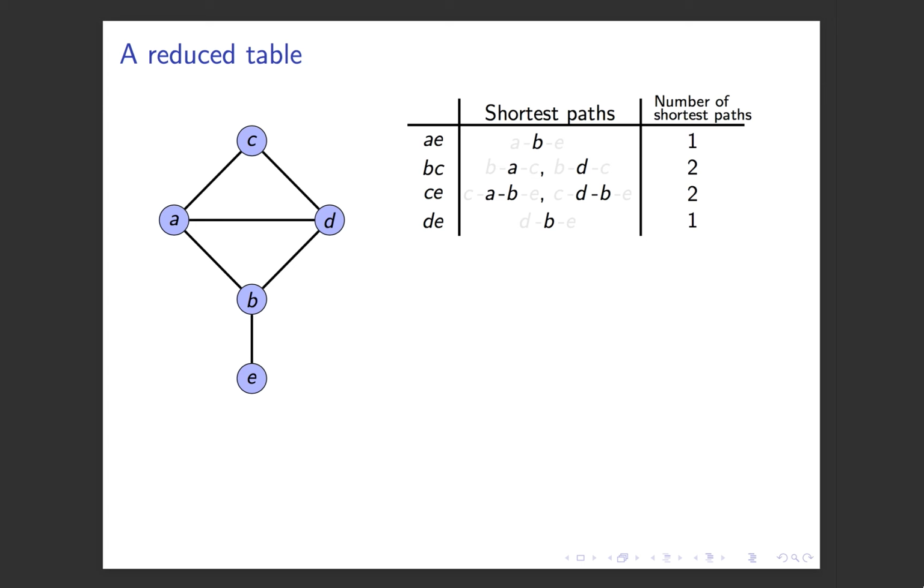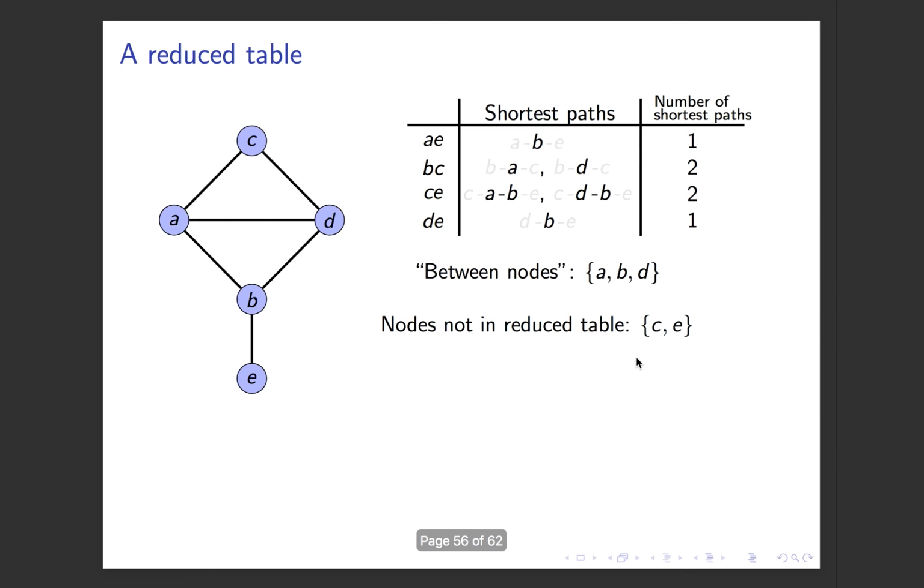So here's what we've identified with this reduced table. All of the nodes that still appear inside the shortest paths, they haven't been erased. These are nodes that appear in the middle of a shortest path between two other nodes. We're going to refer to these as between nodes. So you'll notice if we look at what's left over, we have A, we have B, and we have D. Now they may appear multiple times, but we'll deal with that in another video.